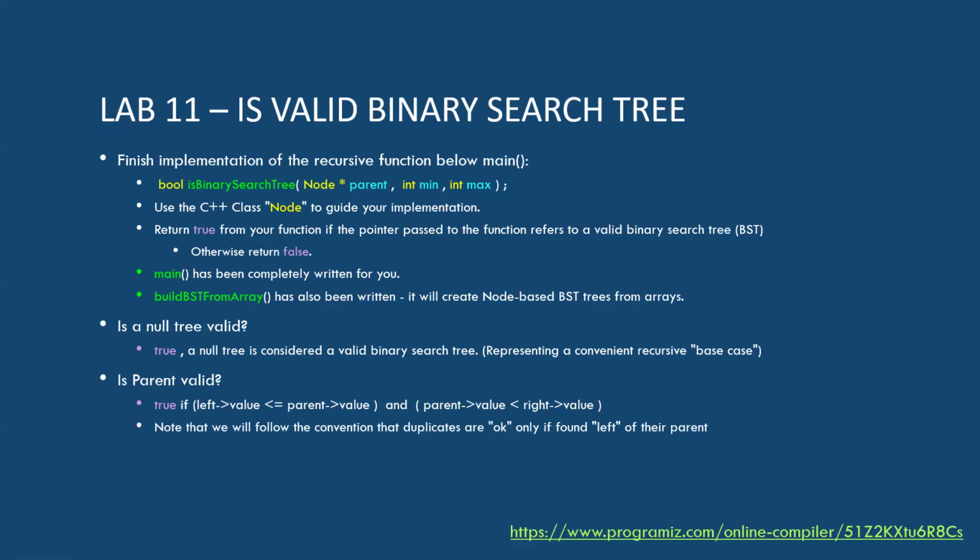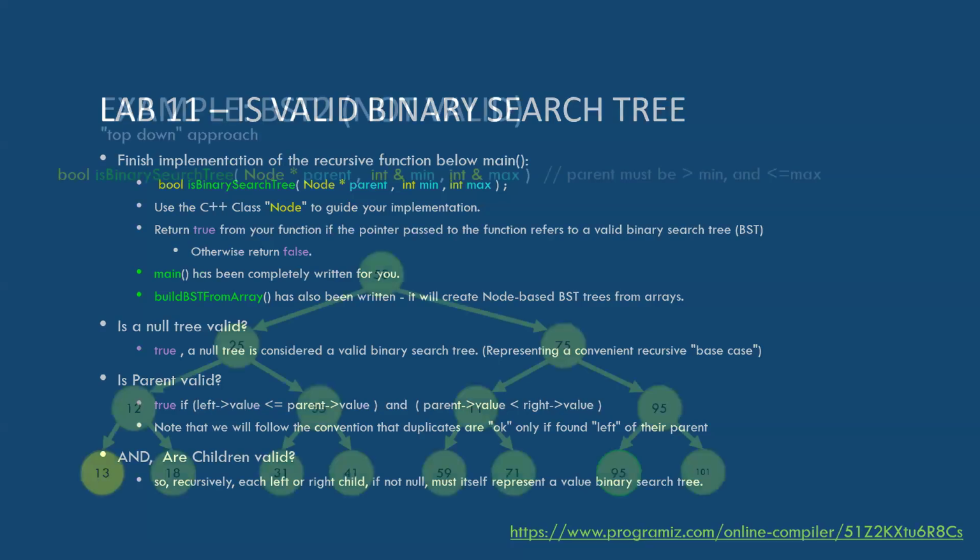So we'll keep our duplicates on the left-hand side like we were saying. And whether children are valid is a recursive question, so you'll have to write recursive code to figure that out. Okay, almost there. Give me another 2 minutes.